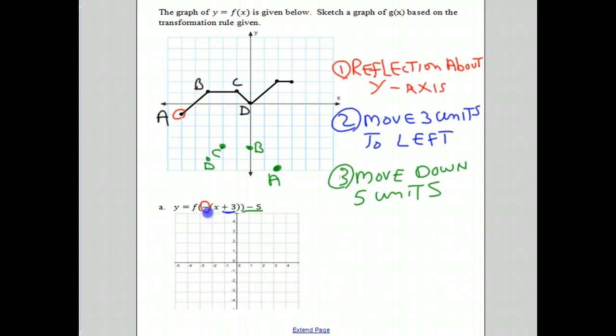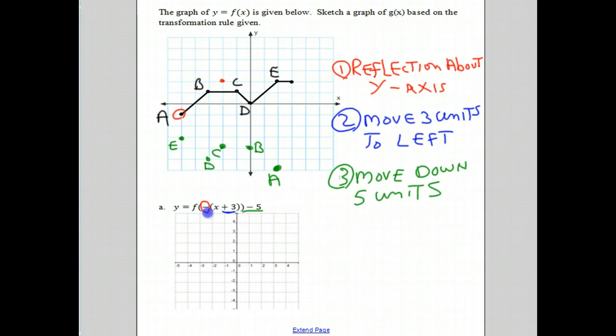Point E is here. Reflect about the y-axis. So it moves to here. Moves 3 units to the left. So it goes 1, 2, 3. Now it moves to here. And finally, it moves down 5 units. So it goes 1, 2, 3, 4, 5, and that is point E, and we're done. We'll erase the intermediate points.